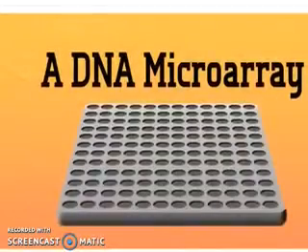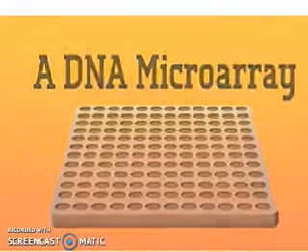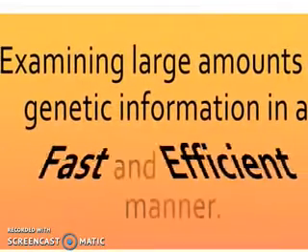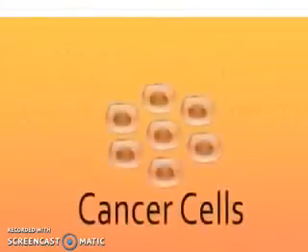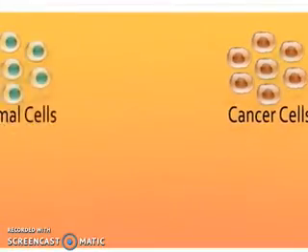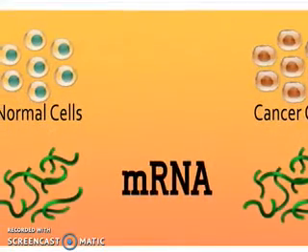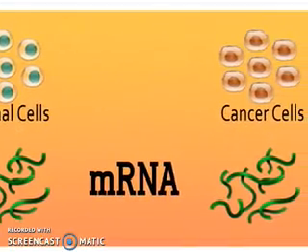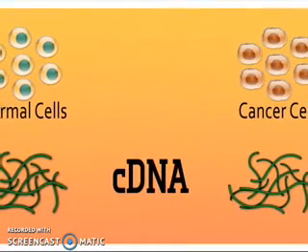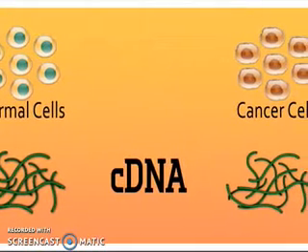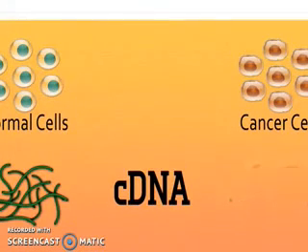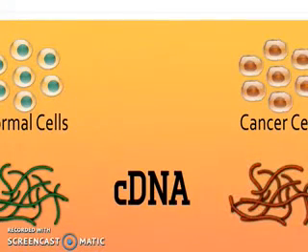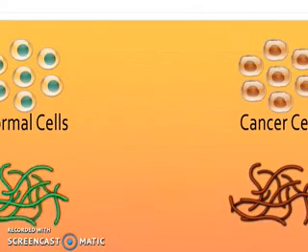DNA microarrays give us a really useful technique for examining large amounts of genetic information in a fast and efficient manner. Take these cancer cells, for instance. First, mRNA is collected from two populations of these cells and converted to complementary DNA using a reverse transcriptase. The complementary DNA is tagged with different fluorescent molecules, differentiating the cancer cells, which are tagged red in this sample, from normal cells, which are tagged green in this sample.